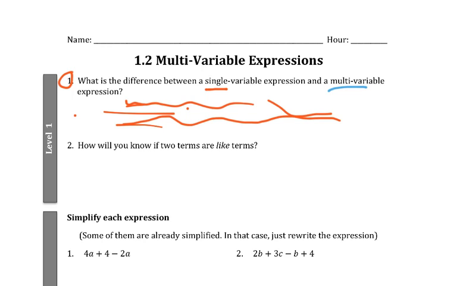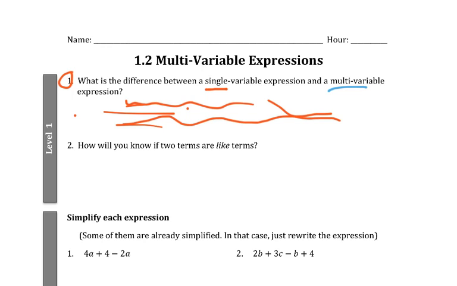How will you know if two terms are like terms? Well, the way that you know that two terms are like terms is if they have the same variable. So remember we talked in our last video about how terms are the parts of an expression between addition signs. So if you're looking at those different terms, if you have two terms that have x's, those are like terms.